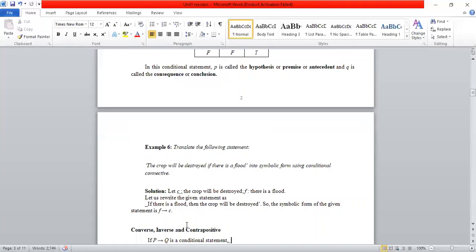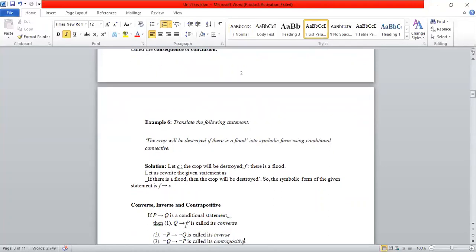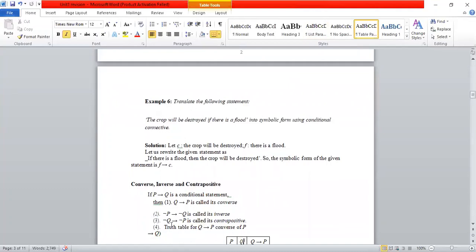This is about the conditional. If P, then Q is a conditional connective. Conditional proposition: if there is a flood, then the crop will be destroyed. So in symbolic form, this can be written as F conditional C.